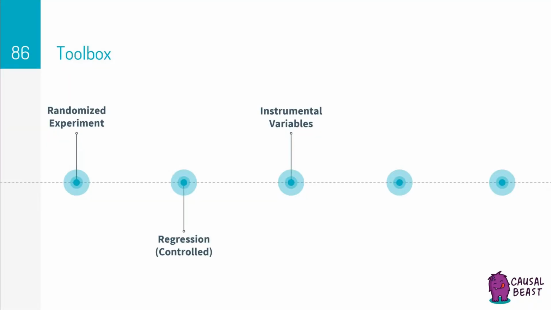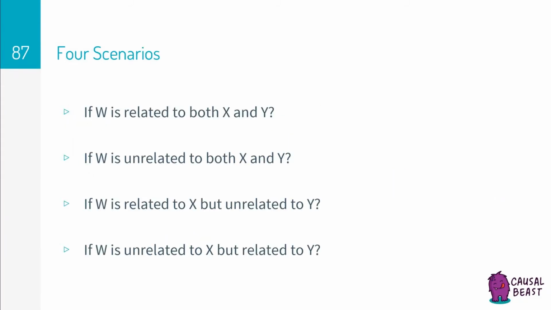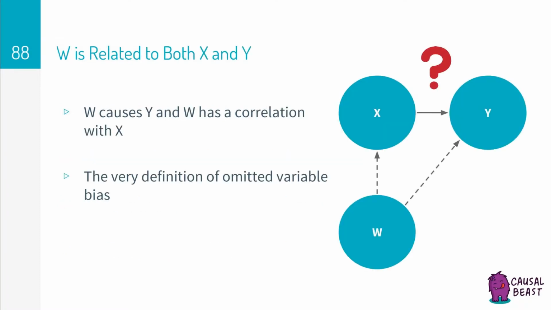Instrumental variables analysis is the third causal inference technique we will cover. Consider the familiar example, where we have a regression of y on x, with w representing omitted variables. And we want to figure out the causal impact of x on y. Let's take a look at 4 hypothetical scenarios to see if any one of them can address the omitted variable bias. The first scenario is when w is related to both x and y.